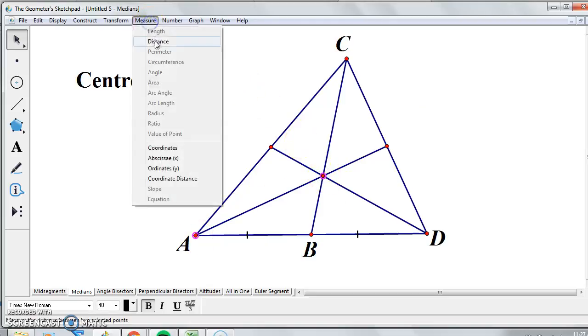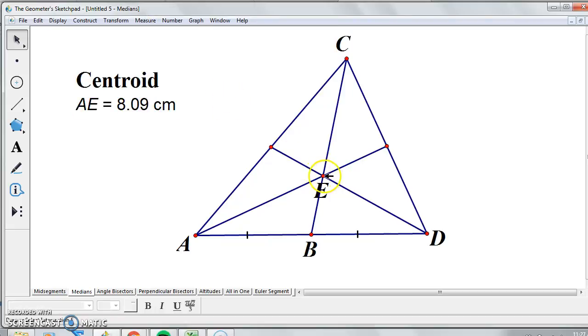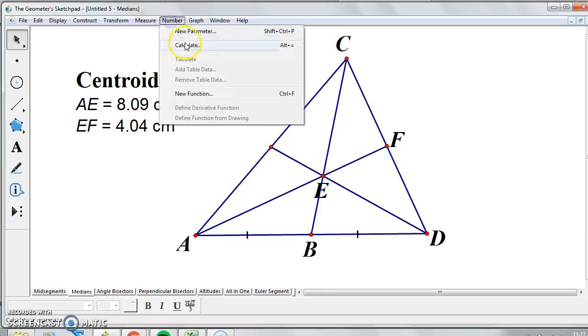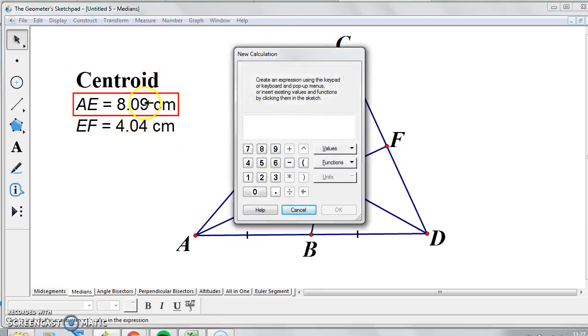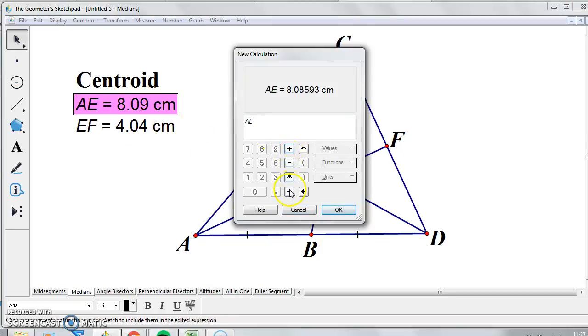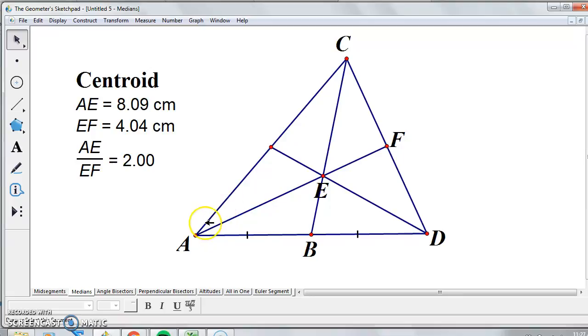So if I measure that distance, and then I measure the distance from E to that midpoint there, you can see now that's a rounding error. It looks like it's not quite half, but it is, in fact, because if I take the calculator and calculate the ratio, take that one divided by that one, you can see that that's a ratio of 2, which tells us that the longer part of each median is going to be twice as long as the shorter part of each median, with that point E right there in the middle.